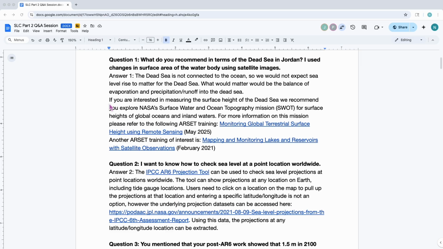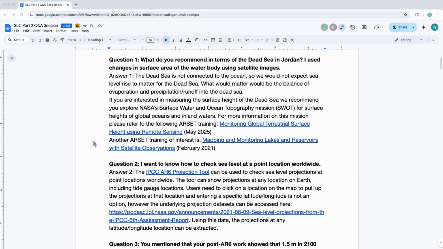But for that person that is interested in measuring and assessing different water extents and heights of the Dead Sea, we do refer you to two previous ARSET trainings, one that took place this year that was focused on NASA's Surface Water and Ocean Topography mission.